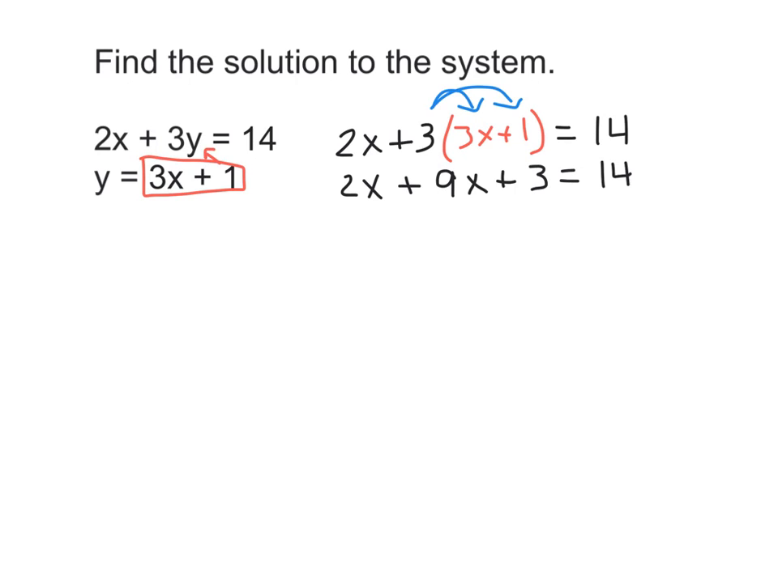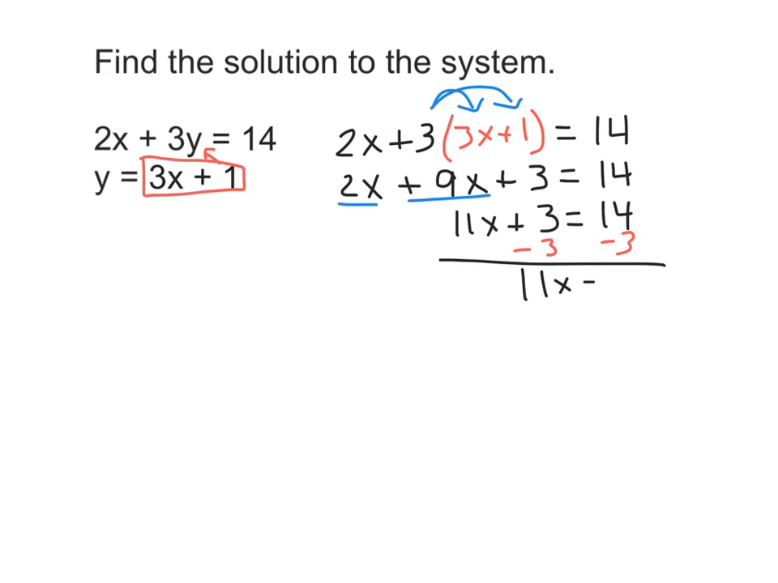Now we will combine our like terms. 2x and positive 9x, that makes 11x plus 3 equals 14. And now we're going to subtract 3 from both sides of the equal sign. We get 11x equals 14 minus 3, which is 11. And we're going to divide both sides by 11. When we do that, we get x equals 1.